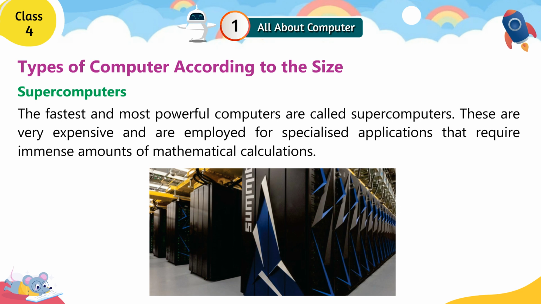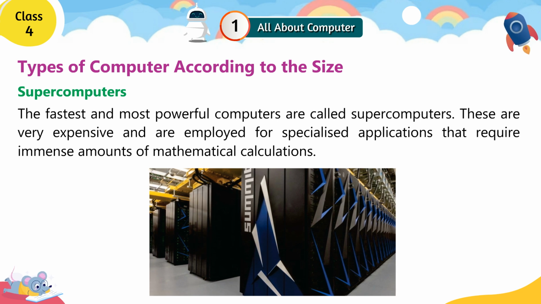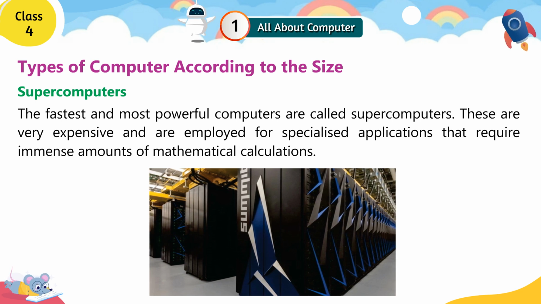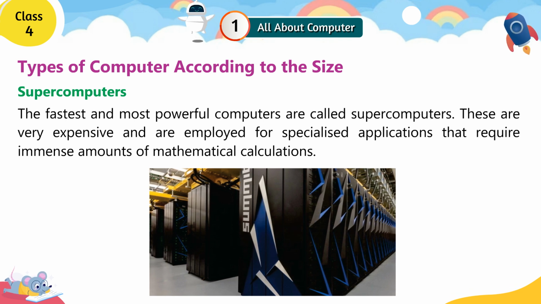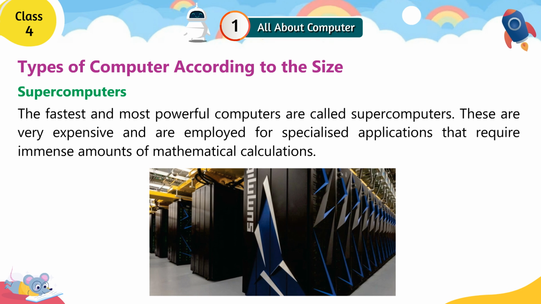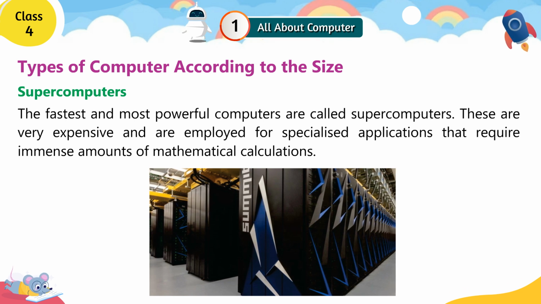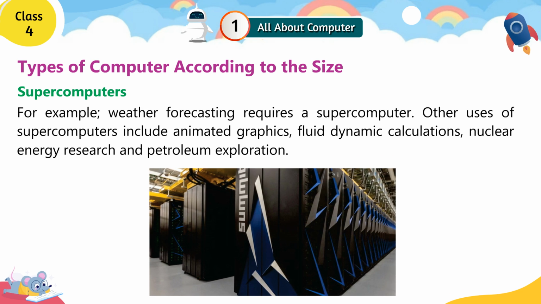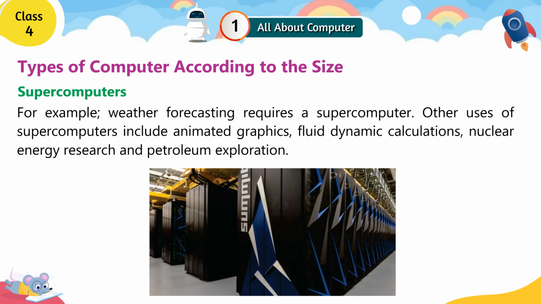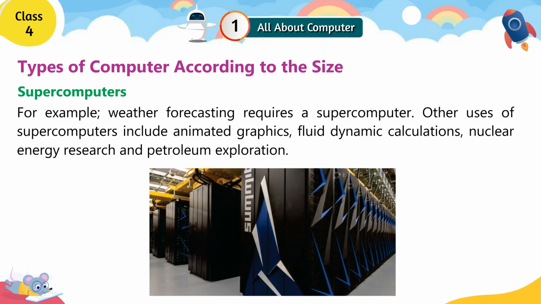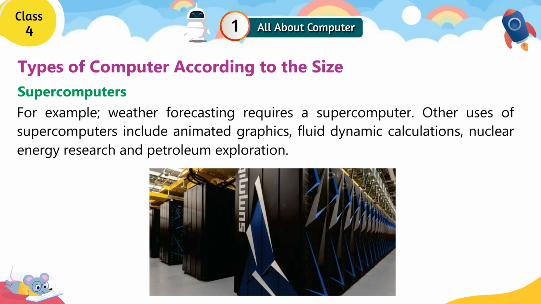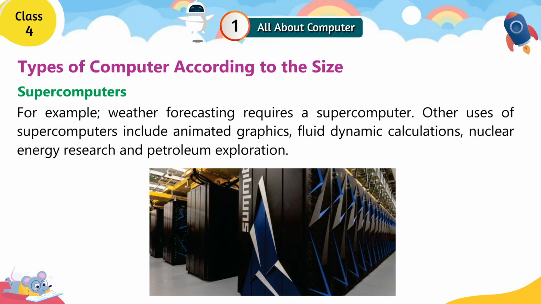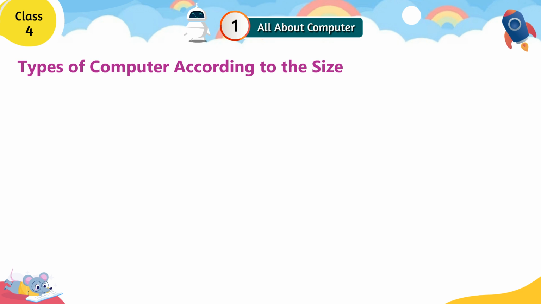Supercomputers. The fastest and most powerful computers are called supercomputers. These are very expensive and are employed for specialized applications that require immense amounts of mathematical calculations. For example, weather forecasting requires a supercomputer. Other uses of supercomputers include animated graphics, fluid dynamic calculations, nuclear energy research, and petroleum exploration.